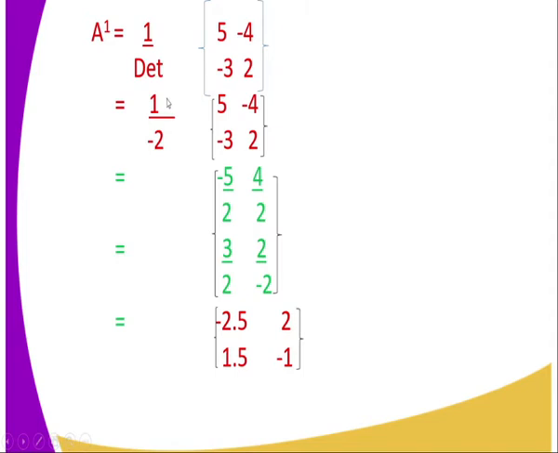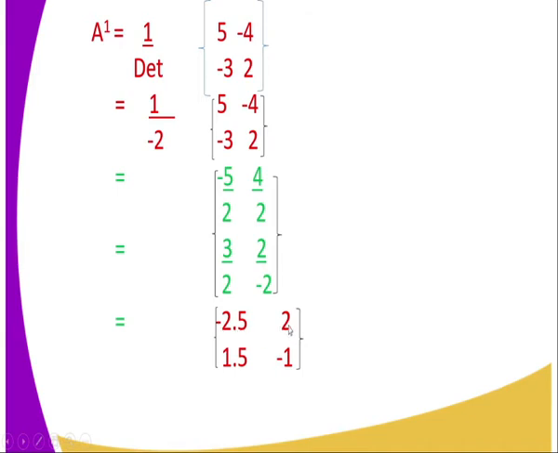Then you get the other one, negative 4. You multiply by 1 over negative 2, and the answer becomes positive 4 over 2, because whenever you are multiplying a negative by a negative, you get a positive number. Then 1 over negative 2, you multiply by negative 3, you get positive 3 over 2. And 1 over negative 2, you multiply by 2, you get 2 over negative 2.